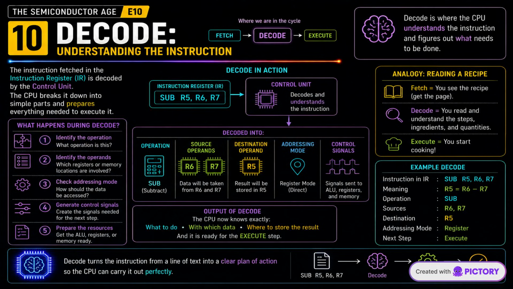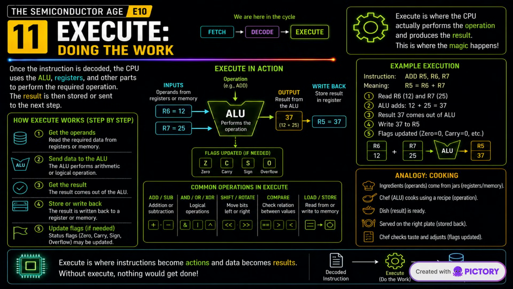Next comes decode. The control unit examines the instruction and determines what operation is required, which data is involved, and which parts of the CPU need to be activated. Finally, the CPU executes the instruction. The required data is sent to the appropriate functional unit, such as the ALU, the operation is performed, and the resulting value is stored or passed to the next stage.